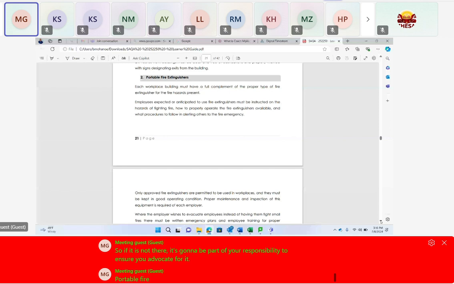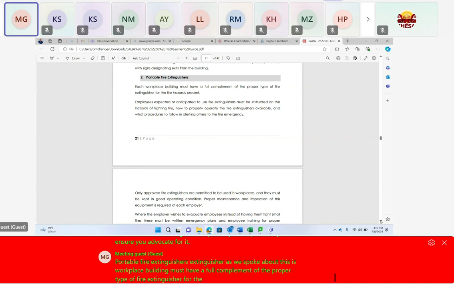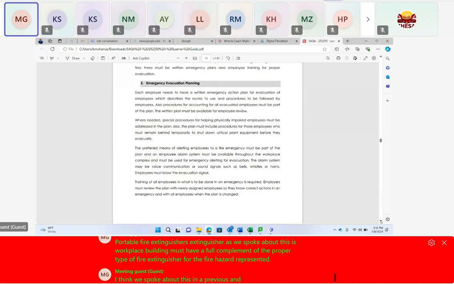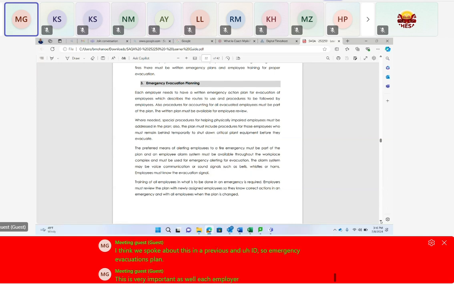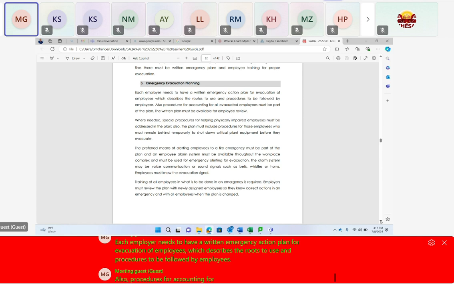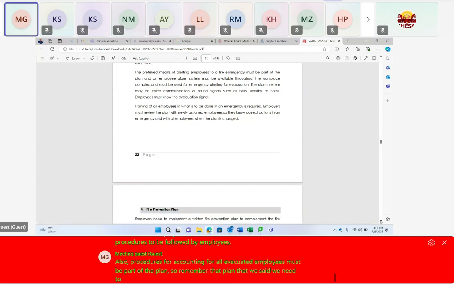Portable fire extinguishers, we spoke about this. Each workplace building must have a full complement of the proper type of fire extinguisher for the fire hazard represented. I think we spoke about this in a previous session. Emergency evacuation plan, this is very important as well. Each employer needs to have a written emergency action plan for evacuation of employees, which describes the routes to use and procedures to be followed by employees. Also, procedures for accounting for all evacuated employees must be part of the plan. Remember that plan that we said we need to construct, that is also needed.